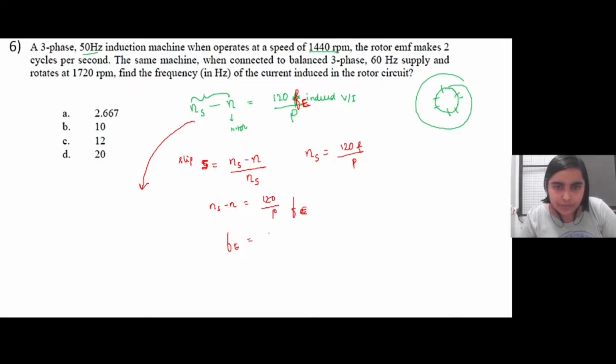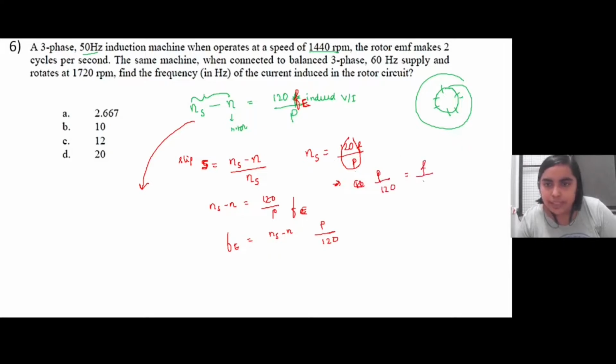So fe is equal to ns minus n by 120. Let us substitute p by 120 from here. We will get, if we write p by 120, it is equal to f by ns, right? So ns minus n into f by ns, and this part is known as the slip, right? So it is s into f.